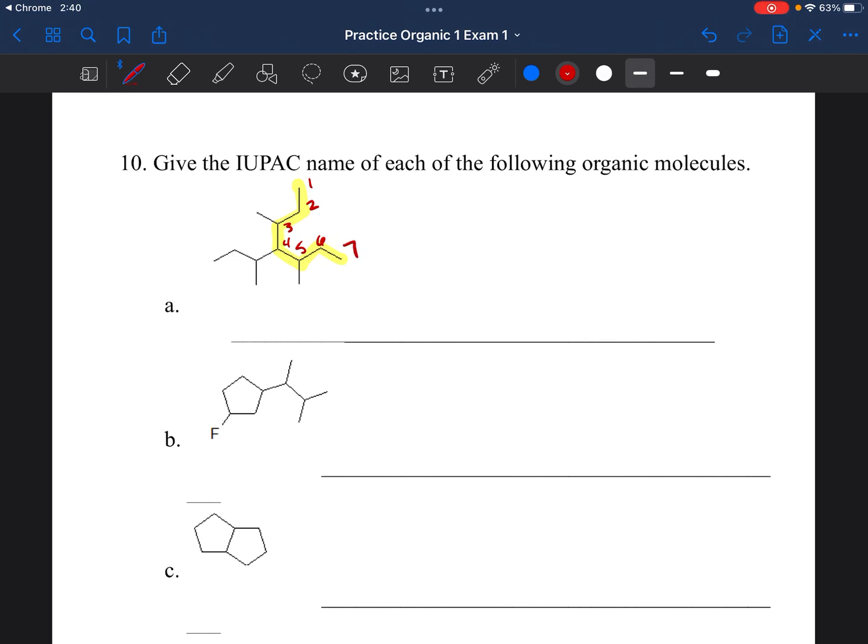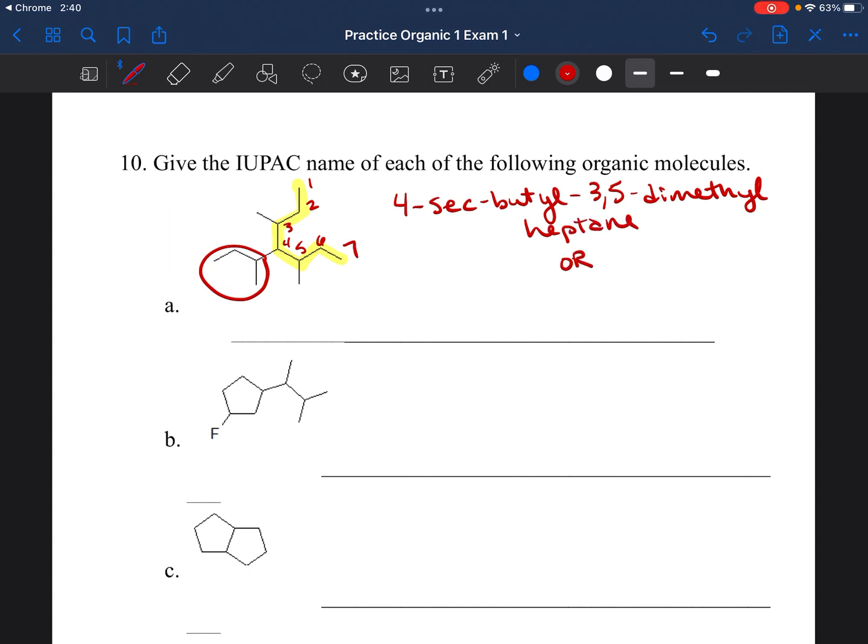Now, I have 2 methyl groups, and then I have a complex substituent. This has a common name, so I can use its common name of sec-butyl. And so I could name this 4-sec-butyl. Excuse me, let's try that again. Butyl, 3,5-dimethyl. Butyl comes before methyl, and then heptane.